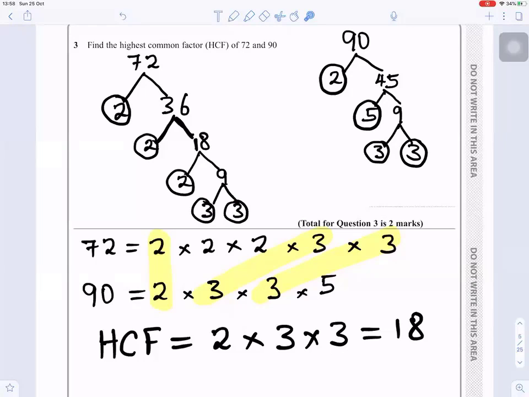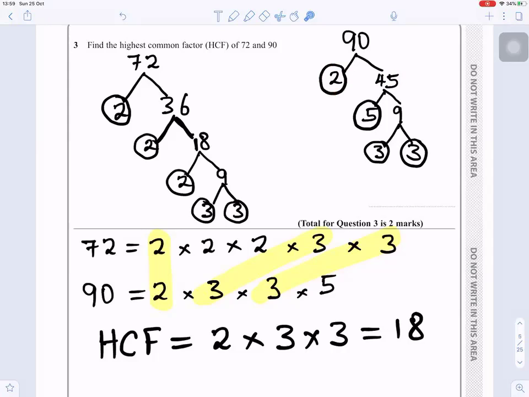3 and 3 are prime numbers. And you can list them. 72 is the same as 2 times 2 times 2 times 3 times 3. You can list the prime factors of 72. You do the same for 90 to work out the prime factors. Because it is an even number, I use 2 times 45. Half of 90 is 45.